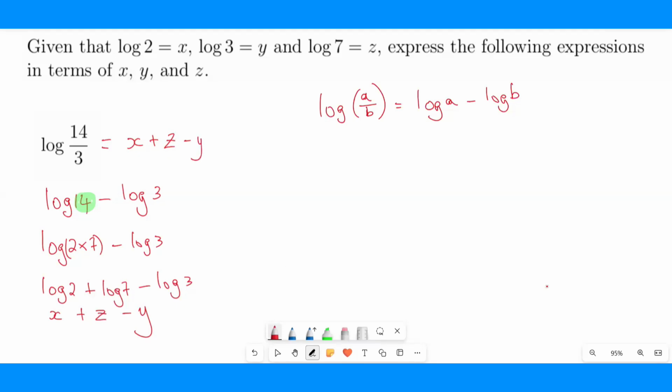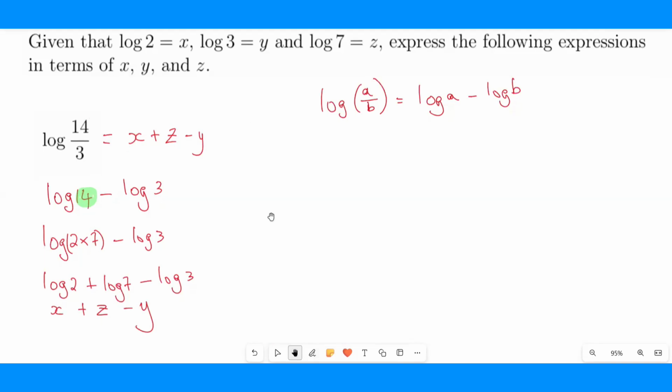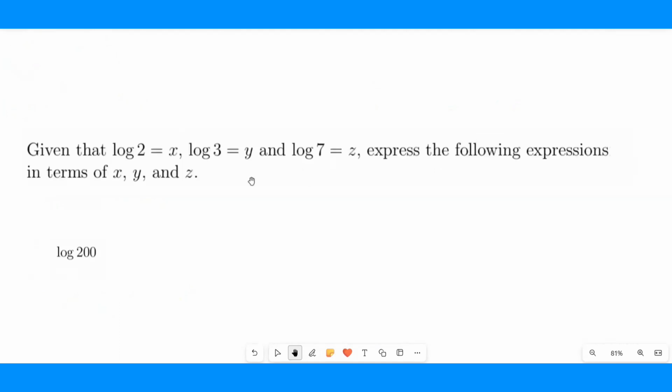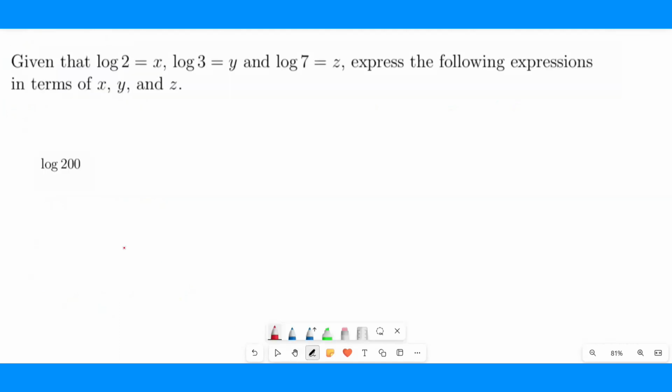All right, let's go to the third and final question. Let's see what this one is. In this case, we're looking at the log of 200. So what we're going to do is split this up. How could we represent this 200? The log of 200 can be represented as log 2 times 100, right? So this is going to be log 2 plus log 100. Our log 2 is okay, but we don't have a log for 100 up here.